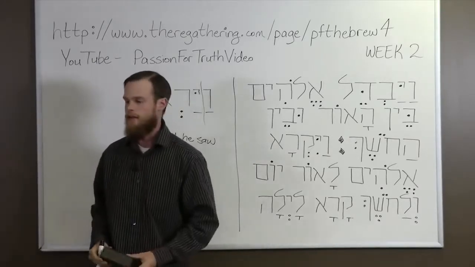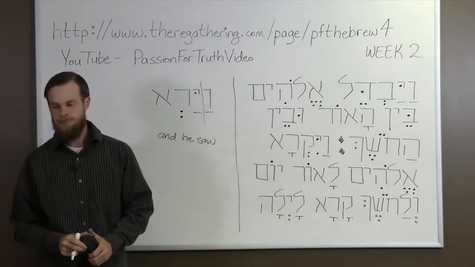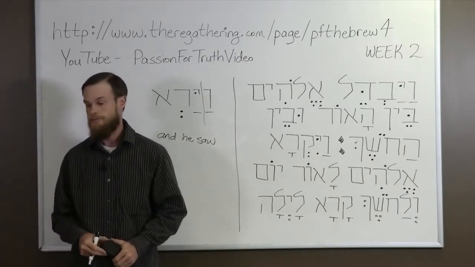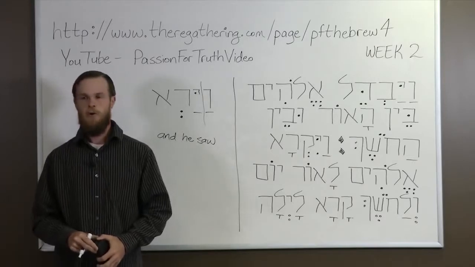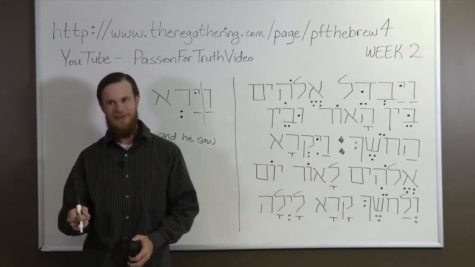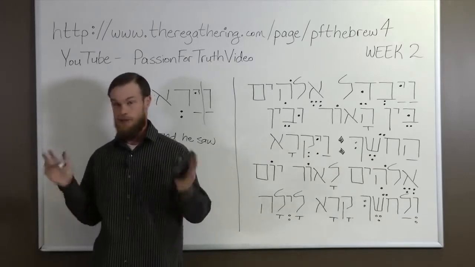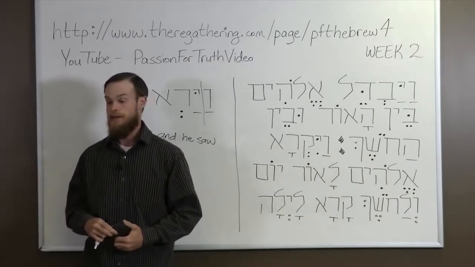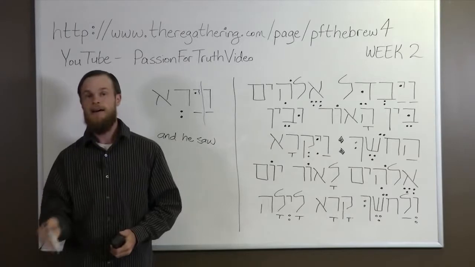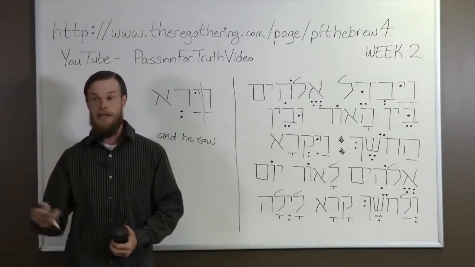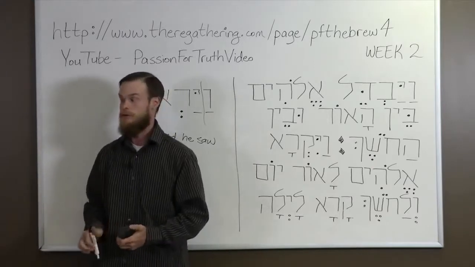All right, so we've got, Vayara, and he saw. Who saw? Elohim. Elohim's the subject. He's the one doing the seeing. Et ha'or. Now we've got our et, because he's not just seeing in a general sense. He's seeing something specifically. And what he's seeing is the direct object, et ha'or. He saw the light. The light that just came into existence in verse number 3.